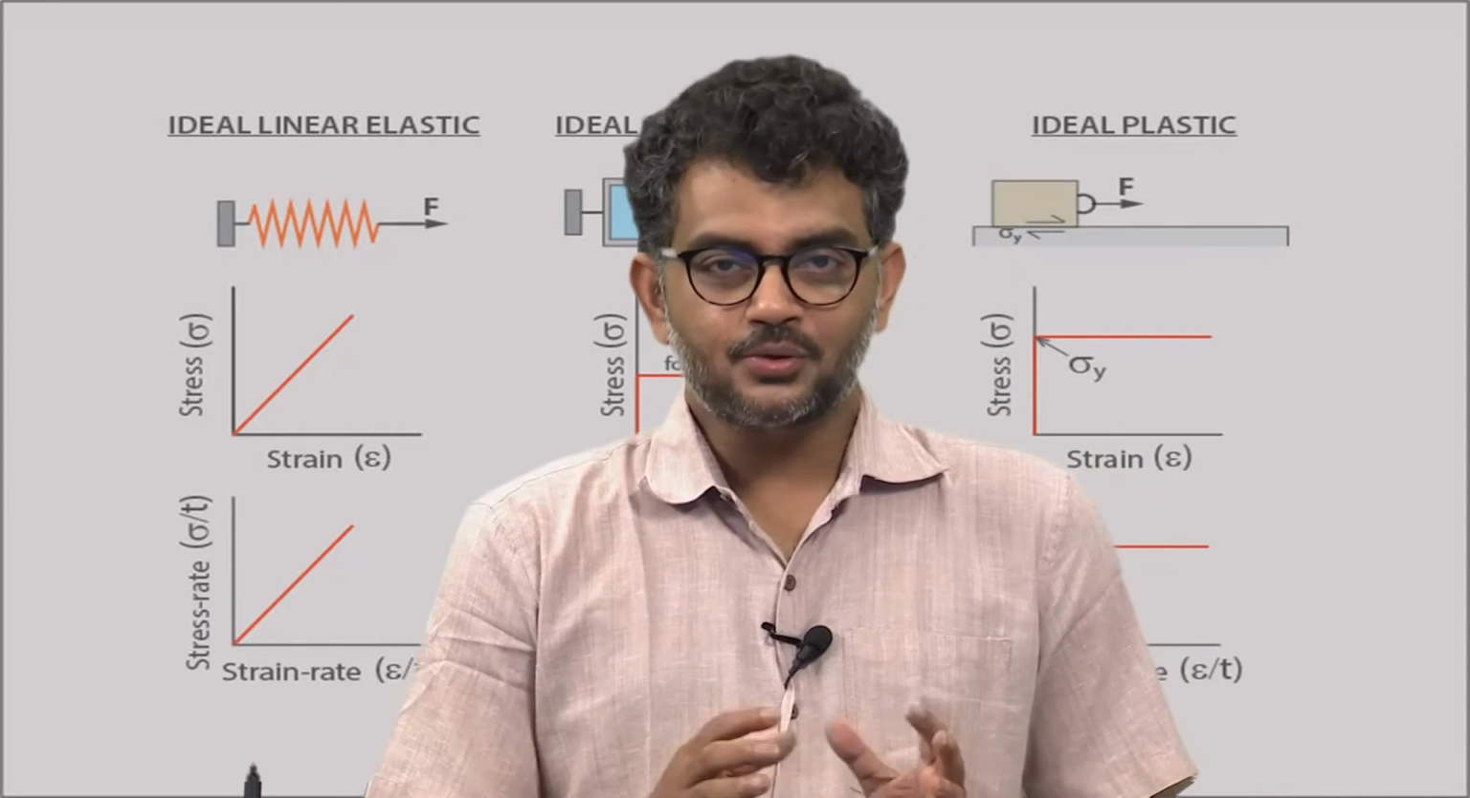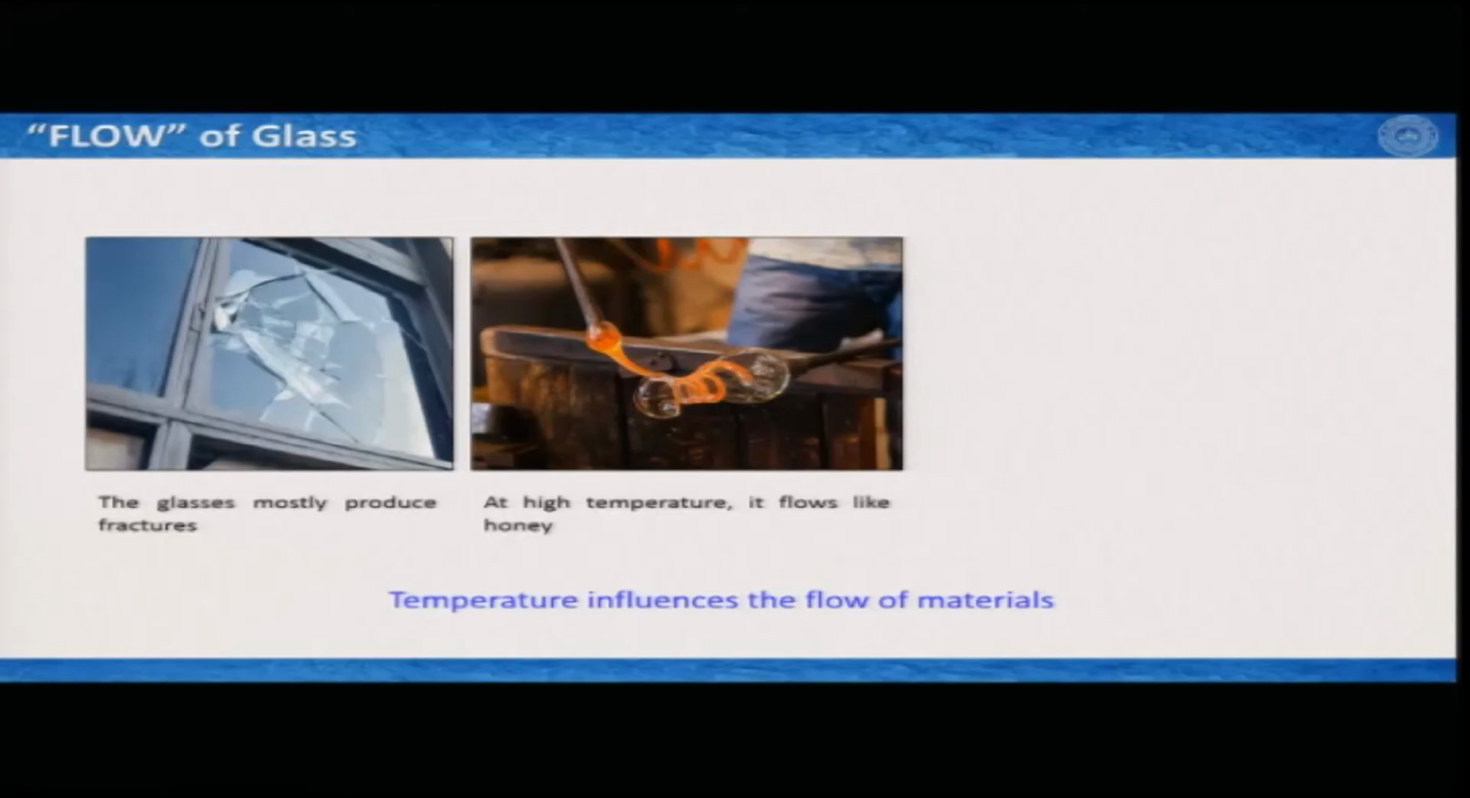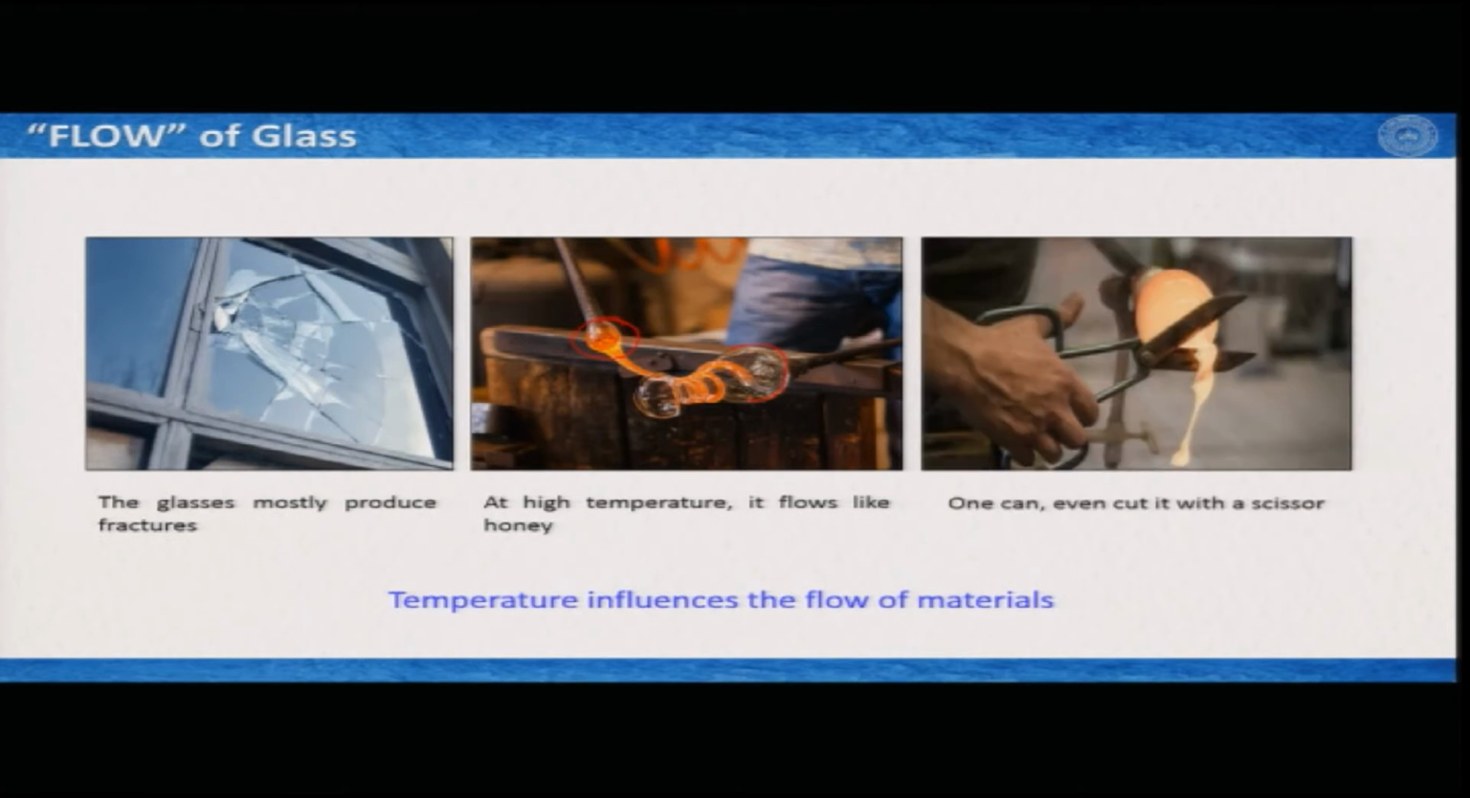But in glassware making, when you heat the glass to a high temperature, it flows like honey. As you can see, this is a jar or whatever, and he is shaping it by rolling it with another glass pulp. And interestingly, you can also cut it with a scissor. So here it is extremely fragile and produces fracture, here it flows like honey, and here you can also cut it. So temperature, at least from this example, certainly has an influence on the flow of materials.